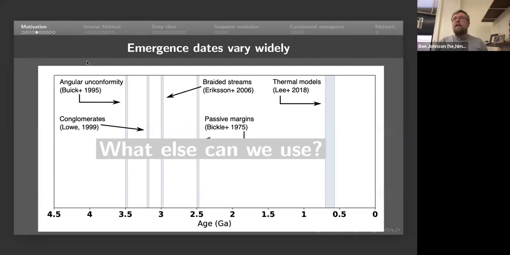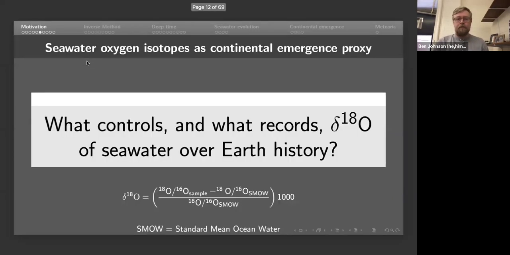And so if these geologic and modeling angles are not aligning to the same time scale, we want to look for other tools that we can use to try to narrow down this estimated age range. What I'll propose here is that we can use the oxygen isotope history of seawater as a proxy for continental emergence. We're going to be talking a lot about oxygen-18, δ18O. I've defined that down below, where we're comparing the ratio of oxygen-18 to oxygen-16 in a sample to that of a standard, standard mean ocean water here.